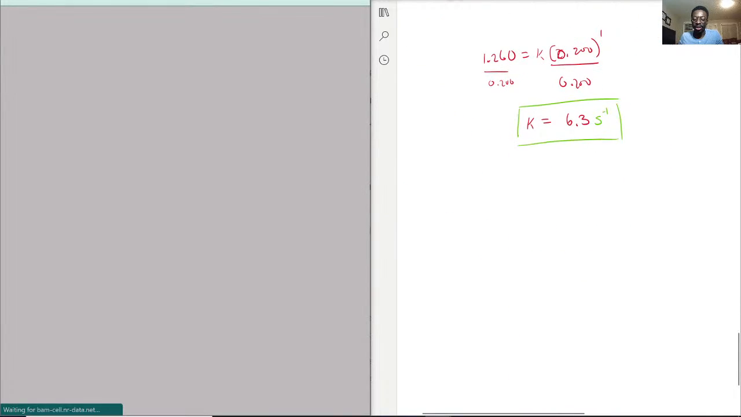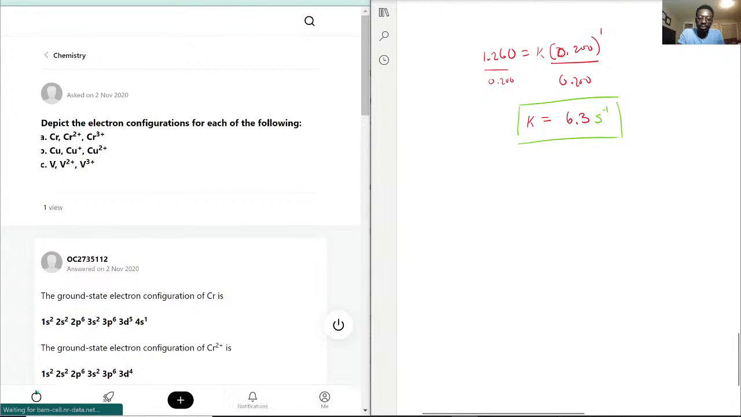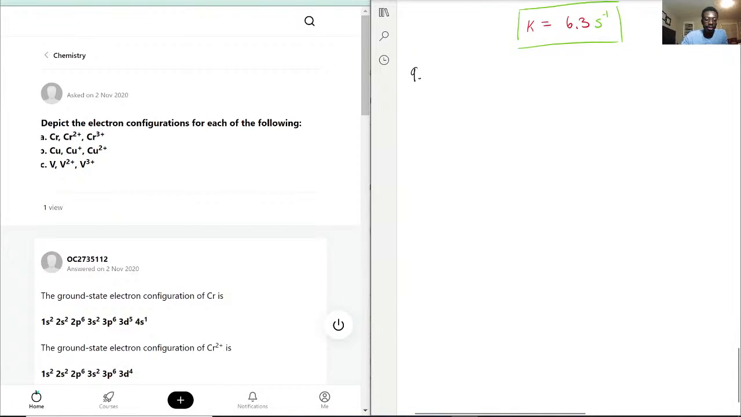So let's go on to question 9. Depict electron configurations for each of the following. Wow, this is going to be a long question. Hopefully you can sit with me and type through this as I solve it.